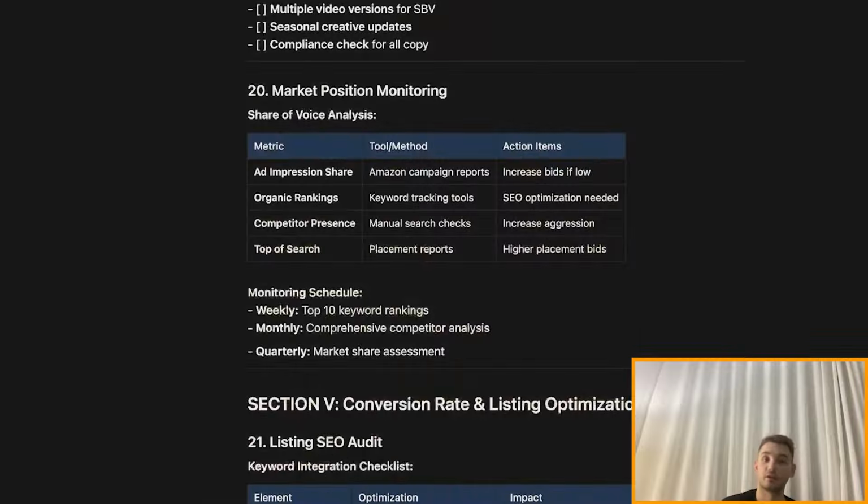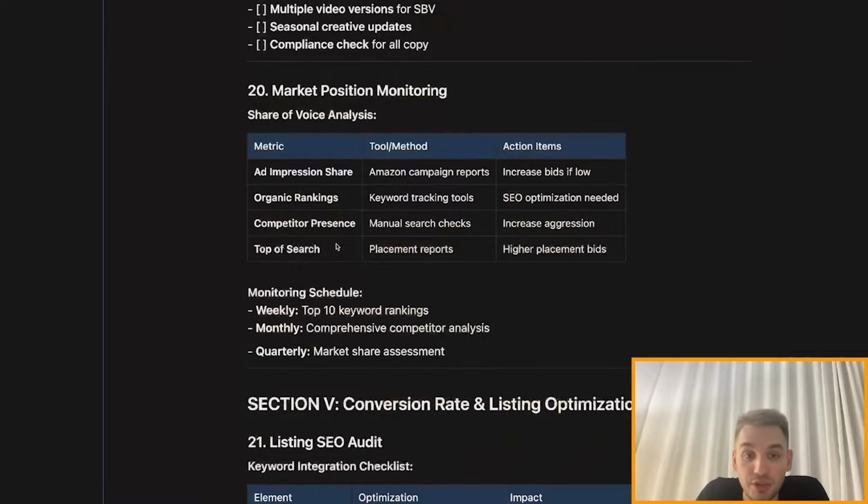Now, when it comes to market position monitoring, these are things you need to track on a daily basis: your ad impression share, organic rank, competitors' presence. For my clients, we have a spreadsheet showing every competitor's BSR week over week, so you can spot trends. One of the trends we noticed while managing one of the accounts is that a competitor is using a strategy to consistently reduce price every week to keep his BSR low. You would not find these trends otherwise if you have not tracked this data.